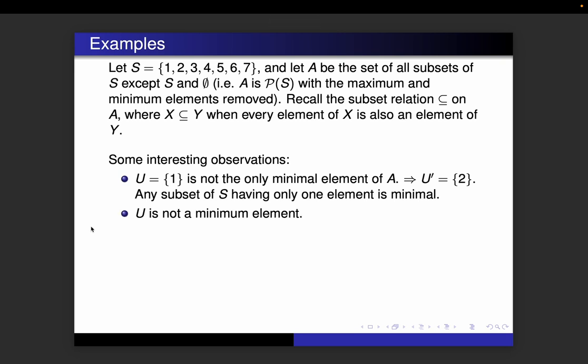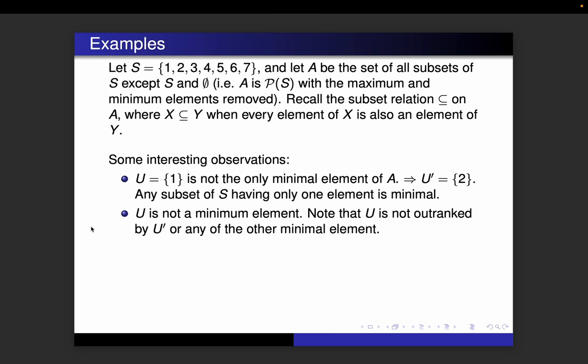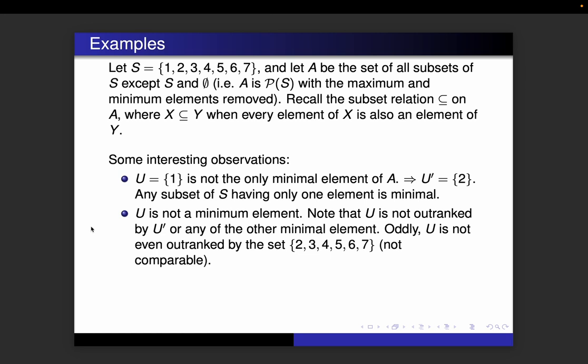And U is not a minimum element. It is not the lowest ranking element. For instance, U and that U prime that just contains 2, the U prime does not outrank U, right? They're not even comparable, so it can't outrank them. And in fact, none of the other minimal elements can outrank U. And even a set that is pretty huge, at least in this context, the set containing every number except 1, doesn't even outrank U. And the reason why, I know you're not going to be surprised by this, is because they're not comparable. In order to be outranked by something, it has to be comparable with it.